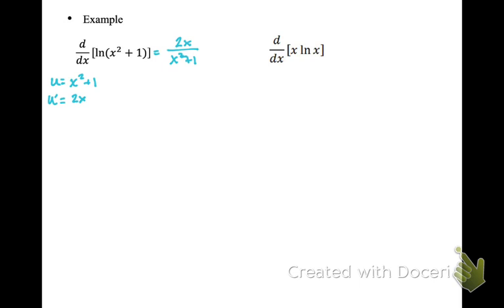Product rule? I have to use the product rule because it's x times the natural log of x, right? So the product rule is... it would be like f plus g prime minus plus. Give me a second, I can tell you.